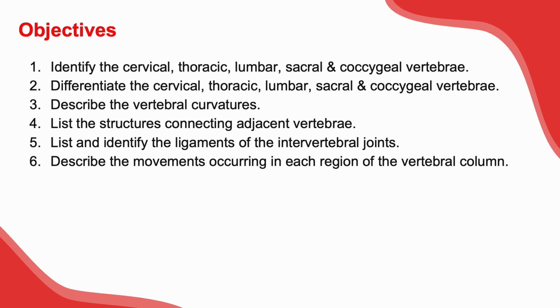We will list the structures connecting adjacent vertebrae. We will list and identify the ligaments of the intervertebral joints. And we will describe the movements occurring in each region of the vertebral column. And finally, I will give you a little bit of the clinical correlation of the spine and why it is important to know the anatomy of the spine.